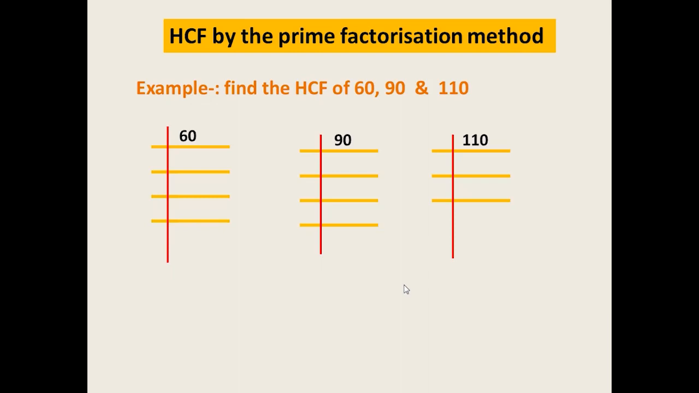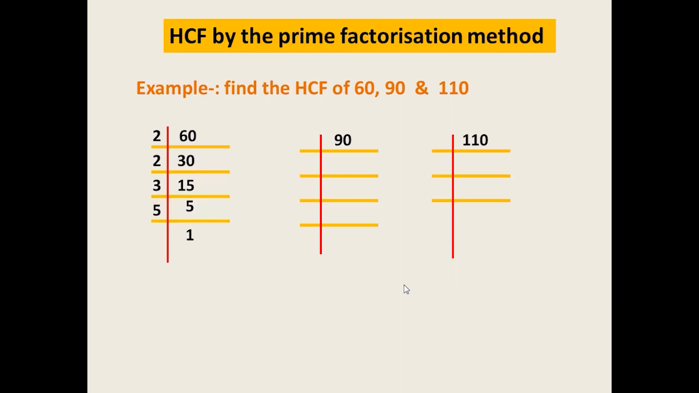Now, first of all we find out the prime factors of 60. Always we begin with the smallest prime number. Now, see children, here 60 is an even number. So, divide this number by 2. So, we get the number 30. Now, again divide 30 by 2. So, we get the number 15. Now, 15 is not divisible by 2. So, divide this number by 3. So, we get the number 5. Now, see children, here 5 is a prime number. So, divide this number by itself. So, we get the quotient as 1.